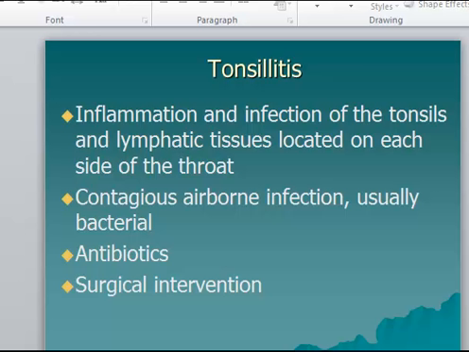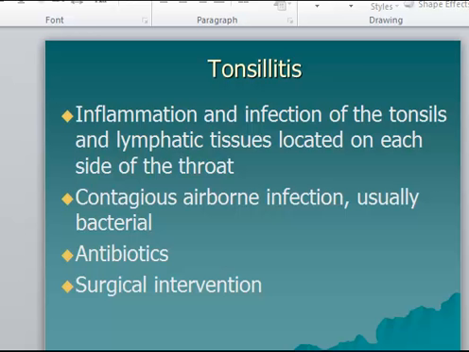Okay, now we're going to be talking about tonsillitis. Tonsillitis is an inflammation and infection of the tonsils and the lymphatic tissues located on each side of the throat. The tonsils are that tissue that's shaped like small almonds, and they're often covered by mucous membranes and have small valleys, or what they call crypts, across their surface.